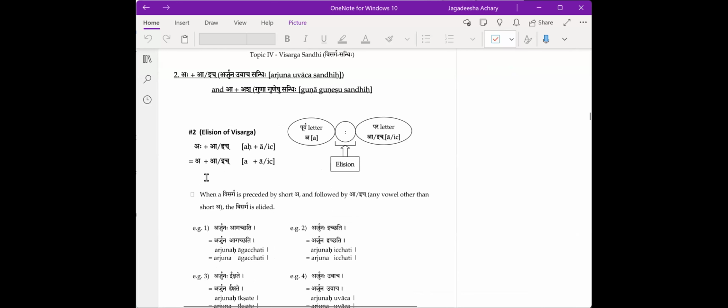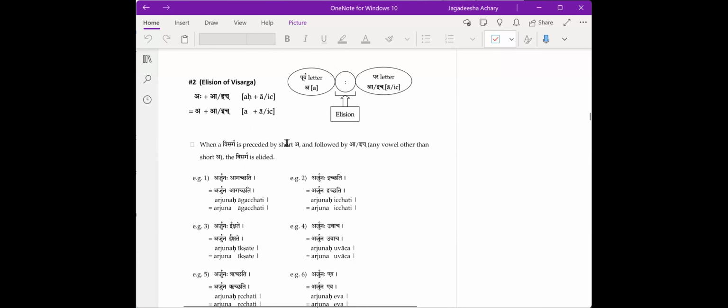Elision of Visarga: in both cases, Visarga is dropped. But let's look at the first case. Purvapada ends with A and Visarga, so Purvapada ending with Aha, and the Parapada starts with Dirgha A and Ich. What happens then? When a Visarga is preceded by Hraswa A and followed by Dirgha A or any other vowel.